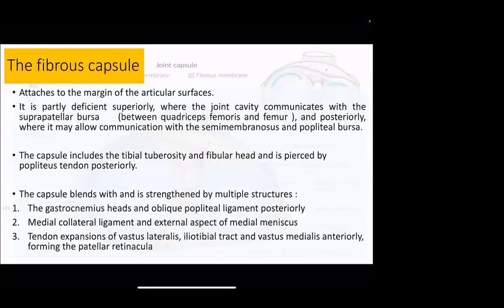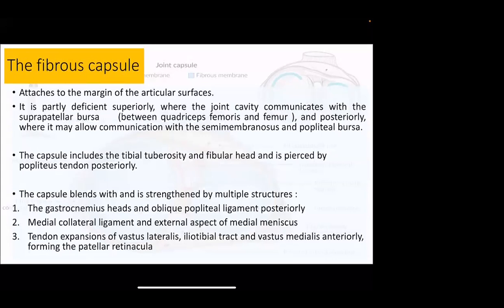The fibrous capsule is attached to the margin of the articular surfaces. It is partly deficient superiorly, where the joint cavity communicates with the suprapatellar bursa between the quadriceps femoris and femur, and posteriorly, where it may allow communication with the semimembranosus and popliteal bursa. The capsule includes the tibial tuberosity and fibular head and is pierced by the popliteus tendon posteriorly.